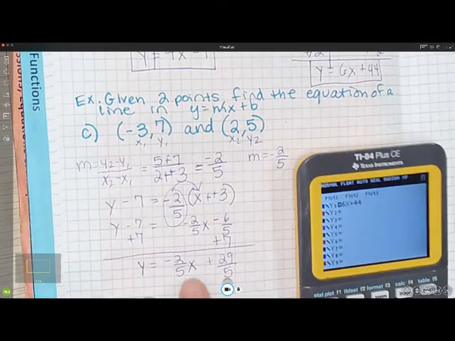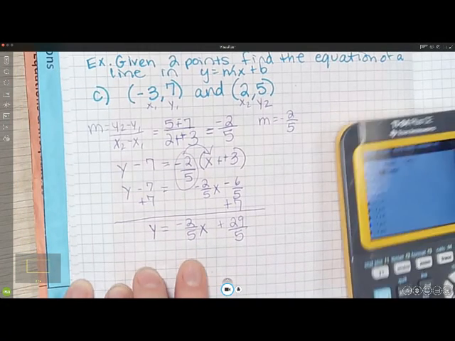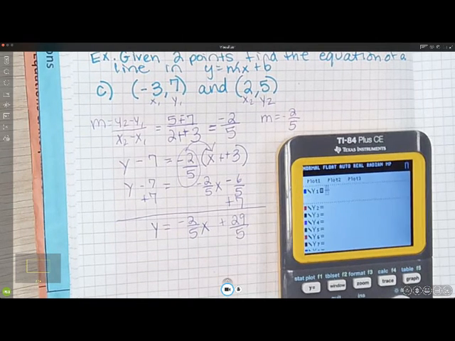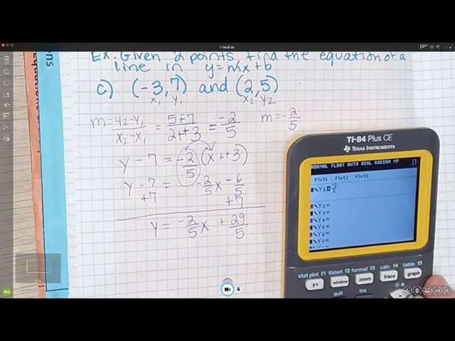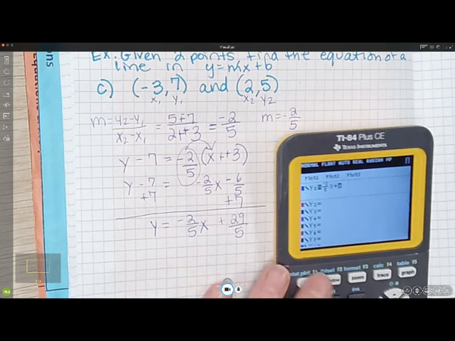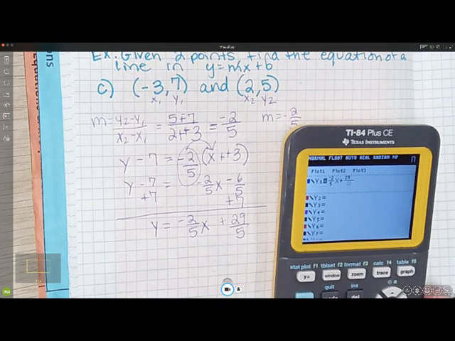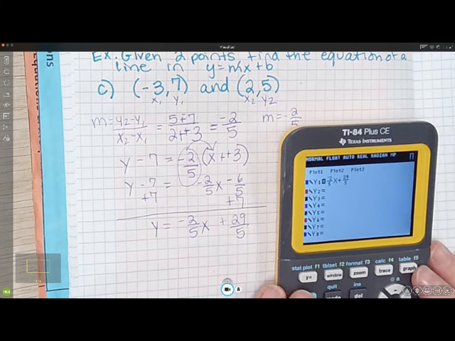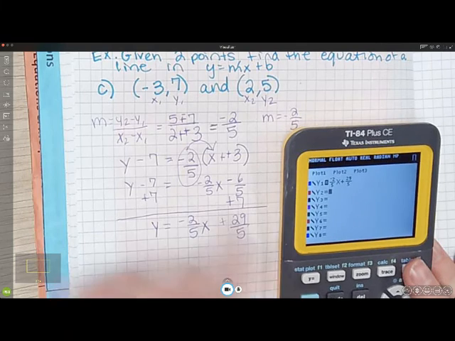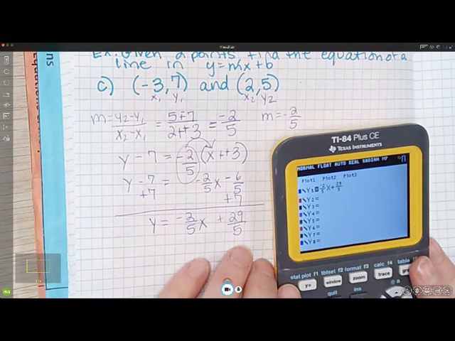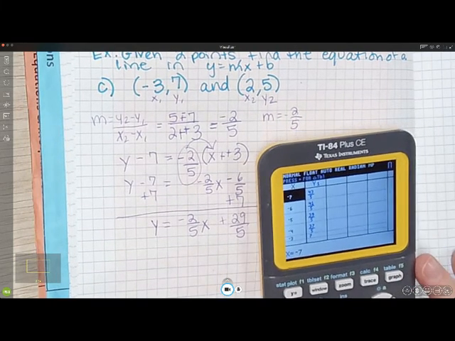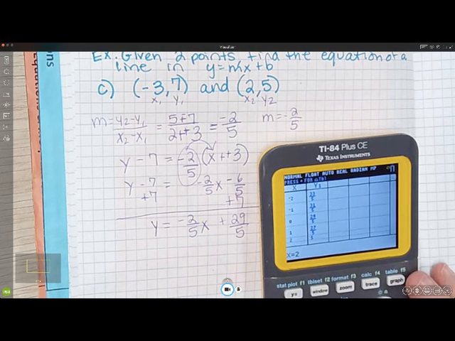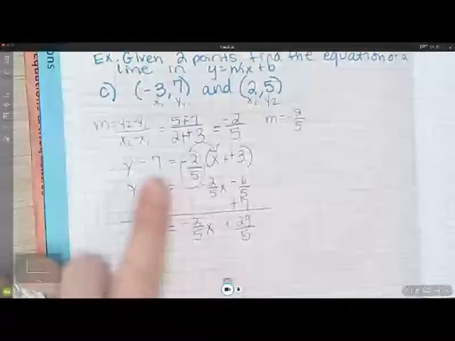So I'm going to put that in. That seems kind of ugly, doesn't it? Because we have fractions, but that's okay. So y equals, go put in negative 2 over 5 x plus 29 over 5. So that's my equation. So I just need to check and see that both of these points are on it. Go to your table of values. I need negative 3, 7. Yep, there. And 2, 5. Same. So we did it right, even though it took us quite a while.